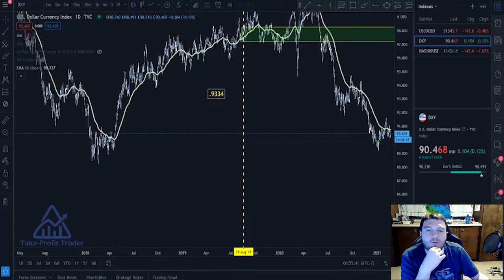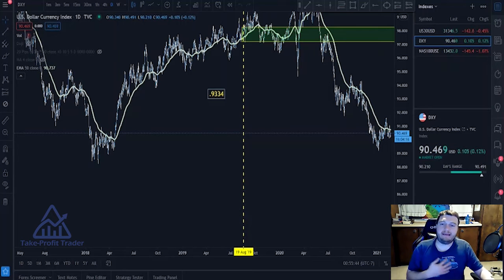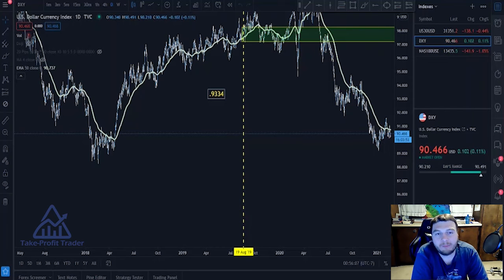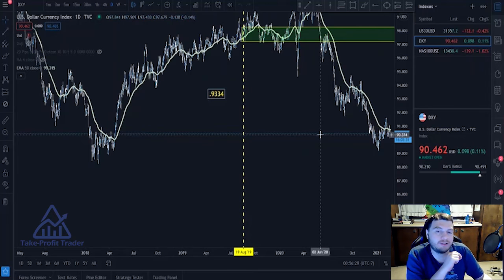All right, here we've got the DXY. That's the US dollar index. What we can use this for is a measure of the value of the US dollar relative to the value of the US's most significant trading partners. So let's talk about that. This index is used to measure the value of the dollar against the euro, the Swiss franc, the Japanese yen, Canadian dollar, British pound, and Swedish krona. The value of the index is a fair indication of the dollar's value in the global markets. So this is how we can tell how much the dollar is worth.